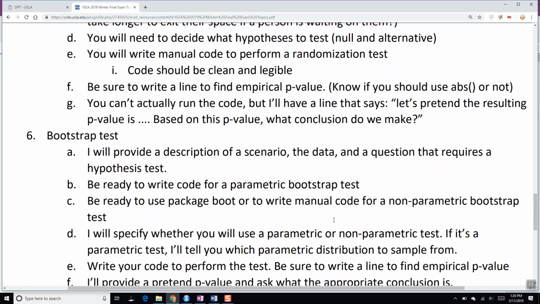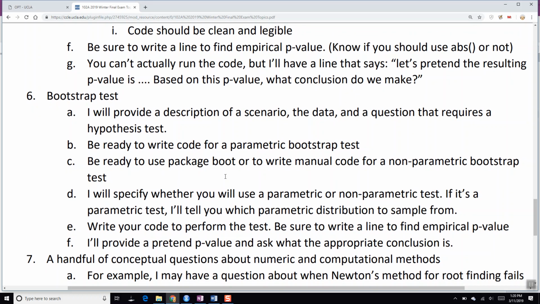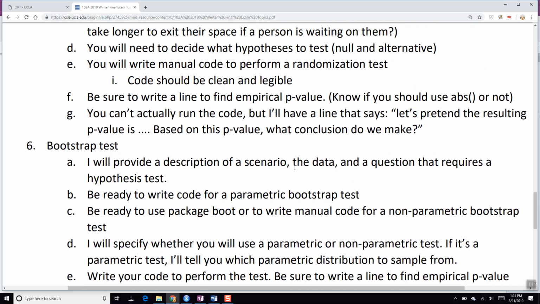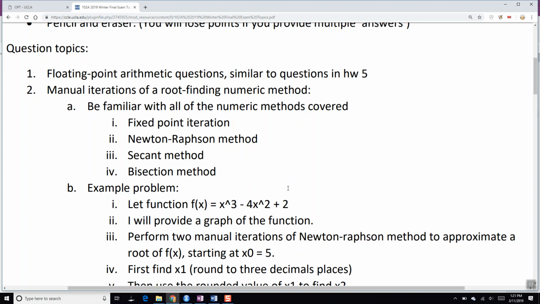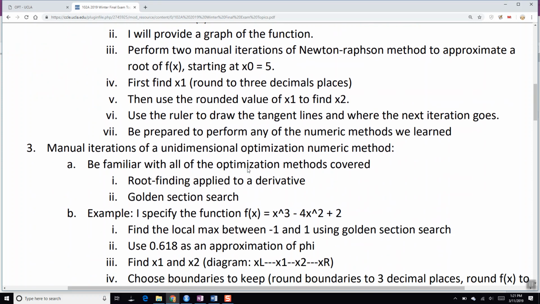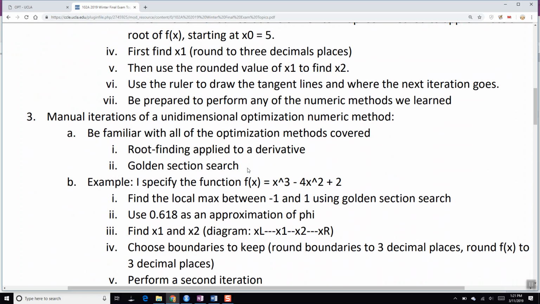And for the bootstrap test, I will tell you, I want you to use package boot, or I want you to do a parametric bootstrap or something. So it'll be clear. So just be ready for any of these methods. I'm not going to tell you which method right now, but on the test it'll say use this particular method, and just be ready for any of these to show up. Yes, question. Yeah. I'll say, your resulting p-value is this, and I'll say, assuming an alpha of this level. Yeah, that's fine.